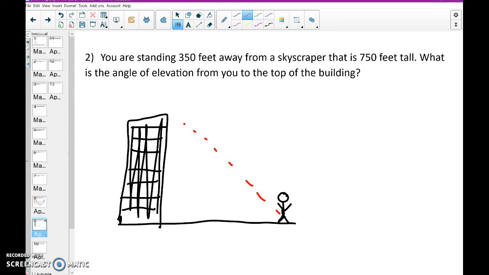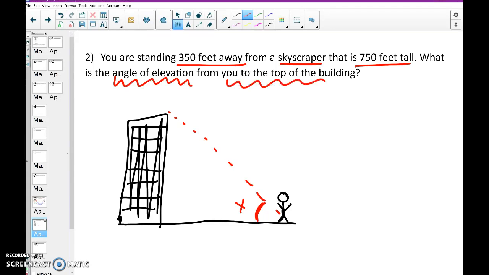Okay, my angle of elevation is what I'm looking for. So basically from the ground to the top of the building, or from me to the top of the building, how many degrees is that? That's what I want to know. I'm standing 350 away from the skyscraper. The skyscraper is 750 feet tall.